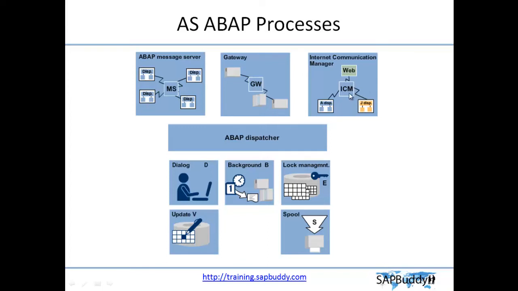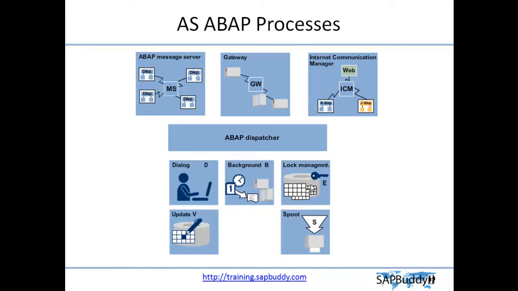Then we have the Internet Communication Manager, that is ICM. ICM generally controls the web requests, as we have also seen. Then we have the ABAP dispatcher, which controls all the work processes. The dialog work process is used to process the dialog requests made by the users. Then we have the background work process, which is used to process the background jobs, or the jobs scheduled in the background by the users.